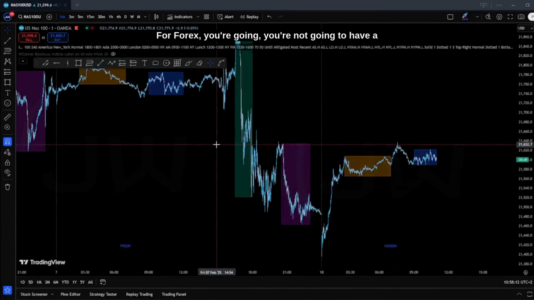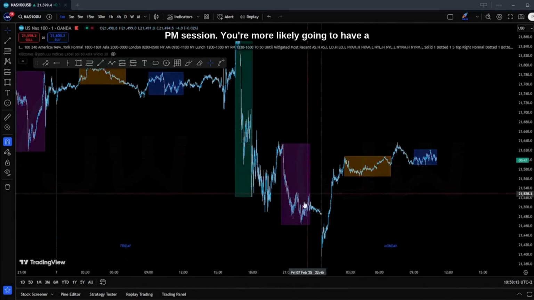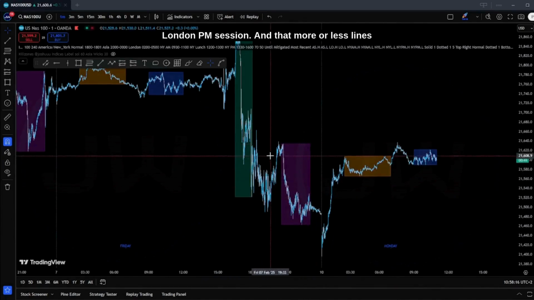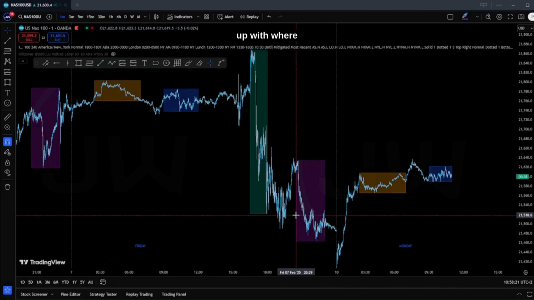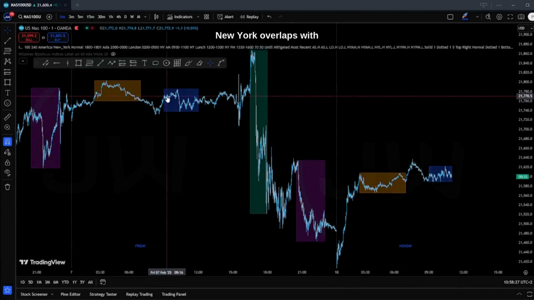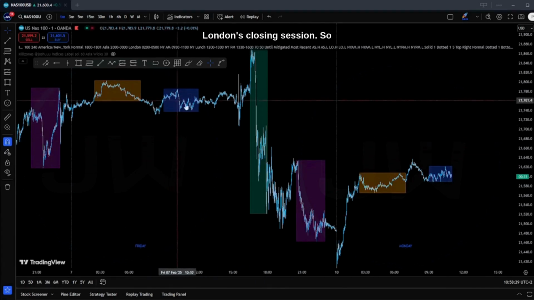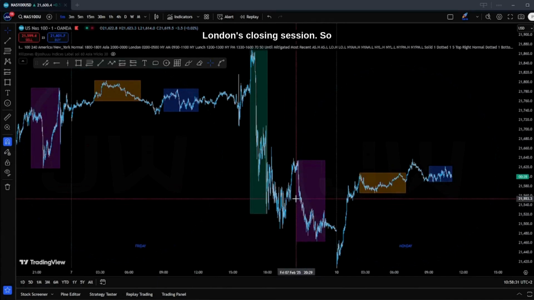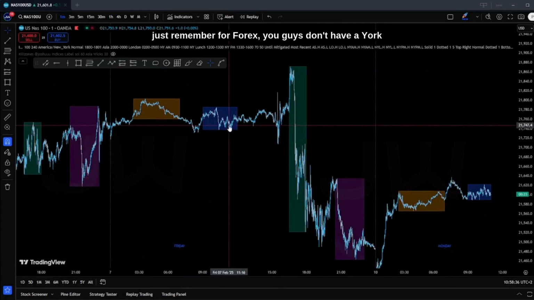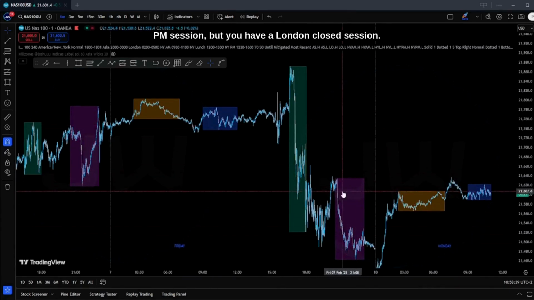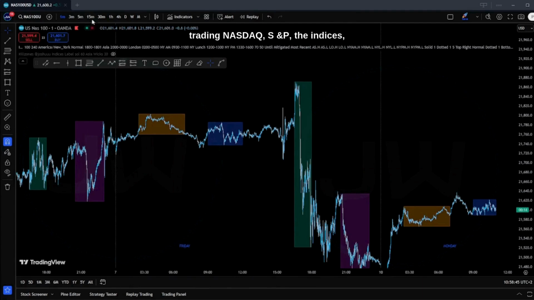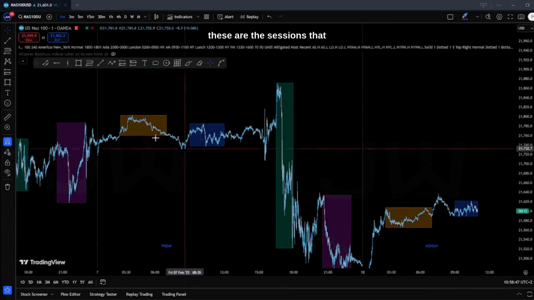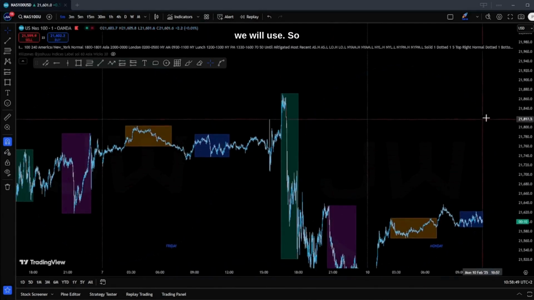For Forex, you're not going to have a PM session. You're more likely going to have a London PM session, and that more or less lines up with where New York overlaps with London's closing session. So just remember, for Forex, you don't have a New York PM session, but you have a London close session. For anyone trading Nasdaq, SMT, the indices, these are the sessions that we will use.